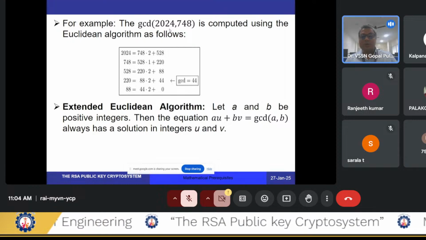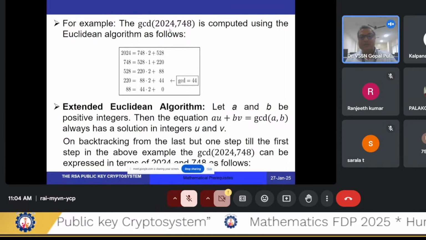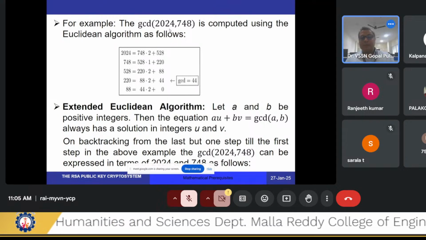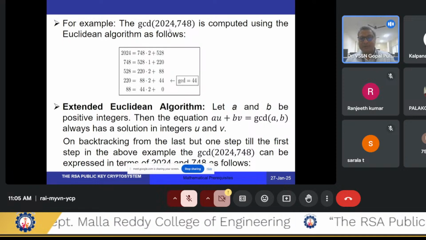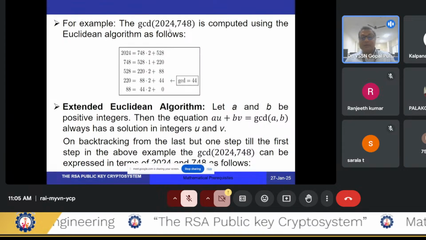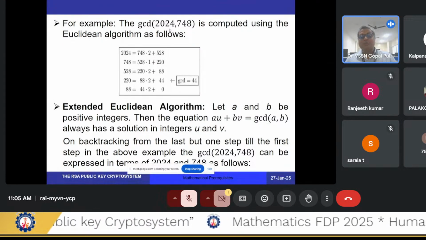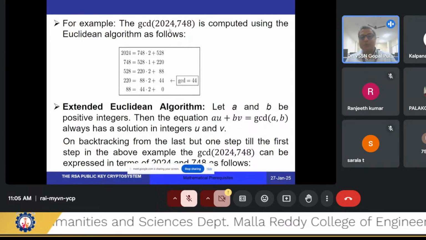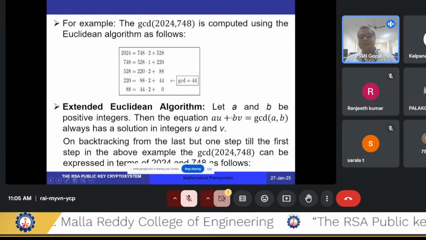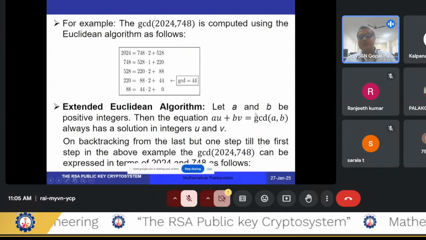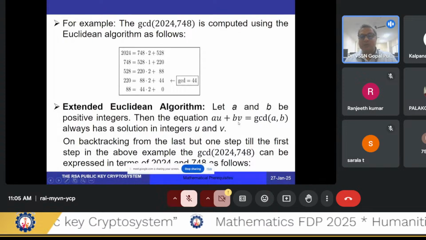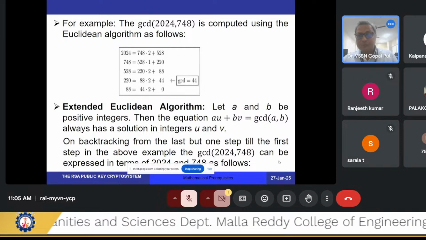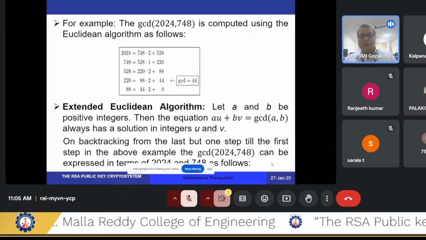So what does this extended Euclidean algorithm say? It says that for two positive integers, say a and b, the greatest common divisor of a and b can always be written as a linear combination of some other integers u and v, in the way we described here. How can we write GCD of a, b? It can be written as au plus bv, where u and v are some integers.